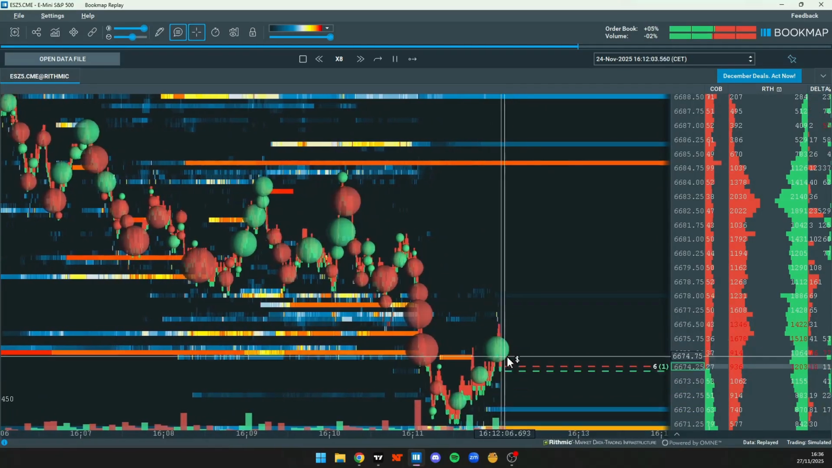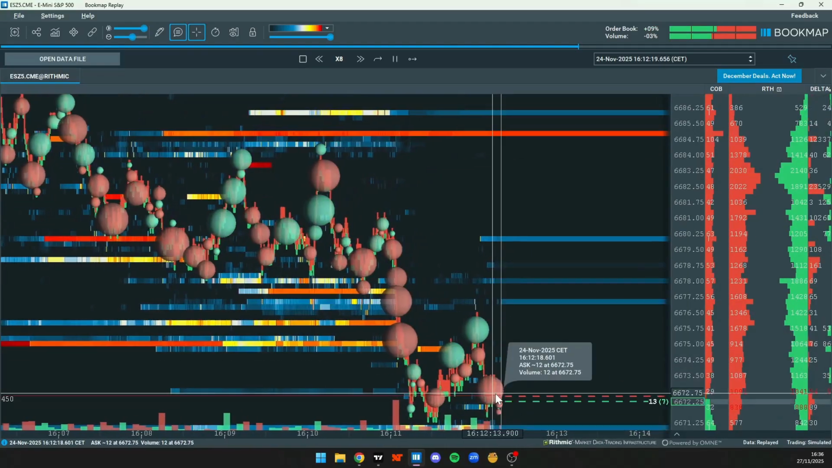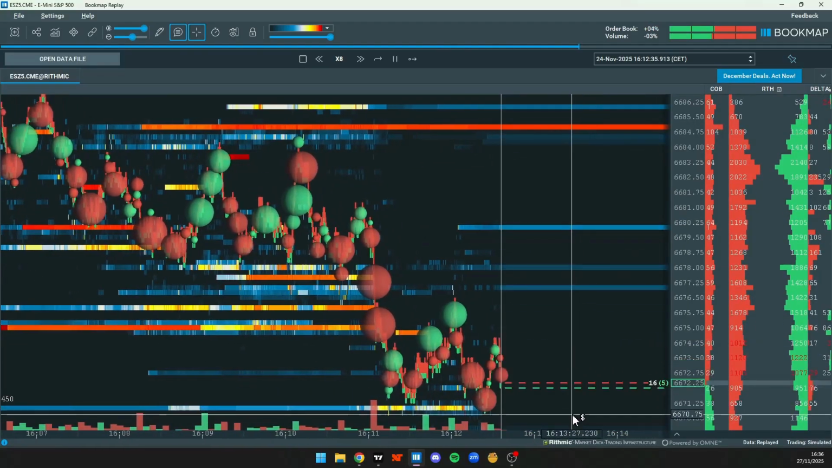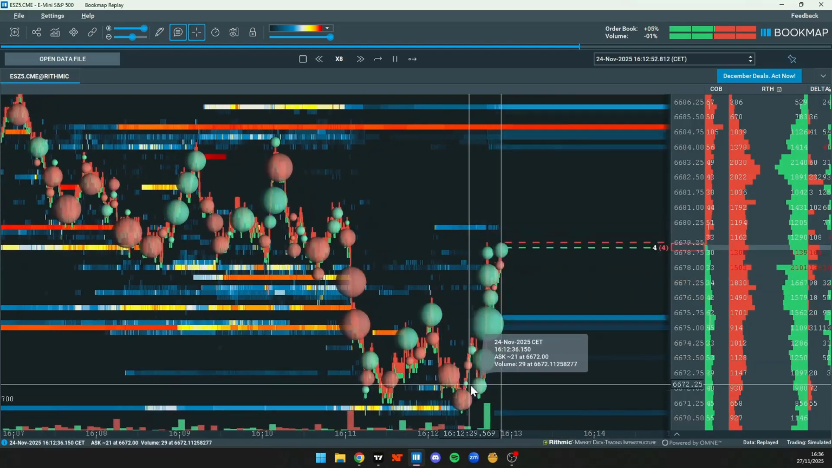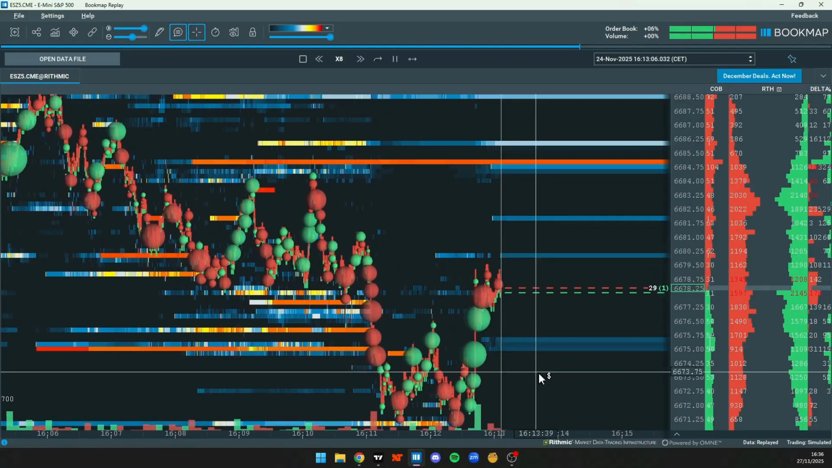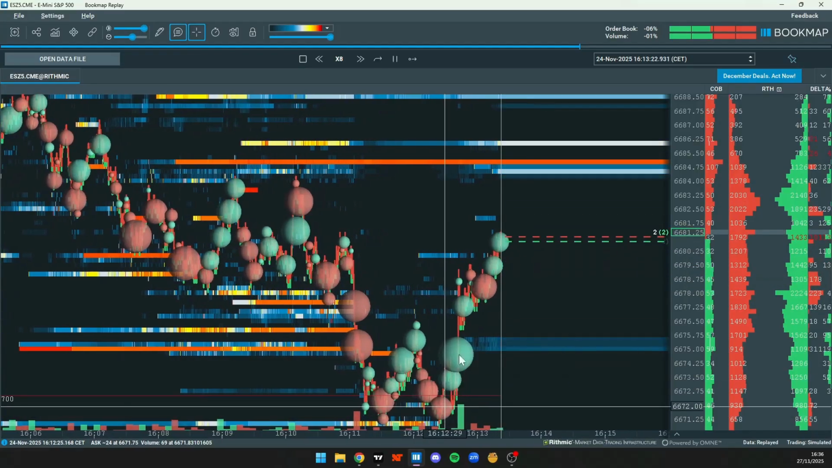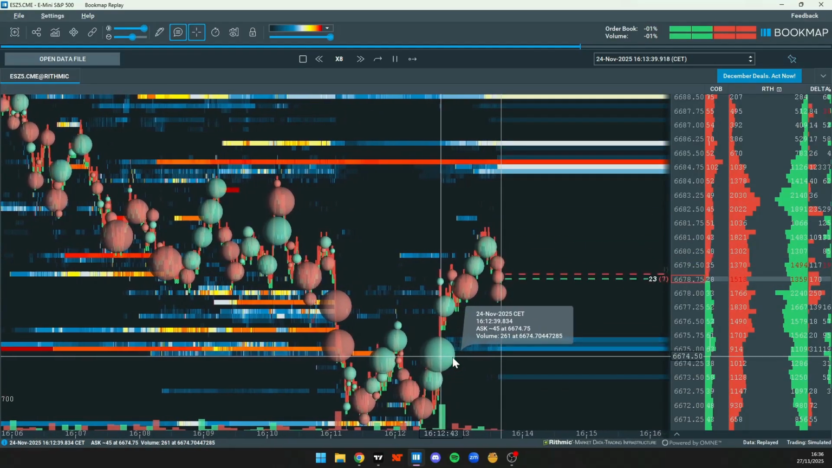Here we see some heavy buying stepping in, as you can see. Still some heavy selling as well. Let's see if it's going anywhere. And it's not really going anywhere. So here we see heavy selling and it's not going anywhere. We see a lot of aggressive buying as well.